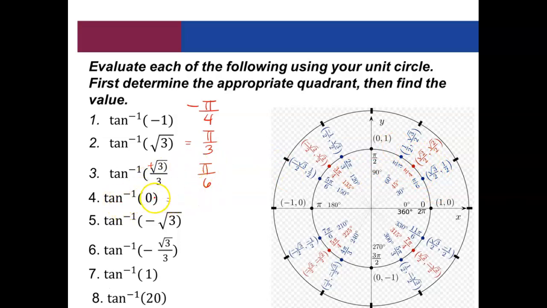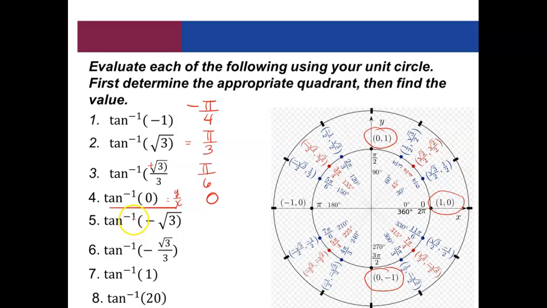Okay, here we need tangent to be 0. So that's a little bit trickier. That's definitely going to be at one of these values here. We just have to decide which one. Okay, so tangent is y over x. So if I divide this y by this x, that's undefined. 1 divided by 0 is undefined. 0 divided by 1 is going to be 0. So that's my value there. The tangent of 0 is 0.